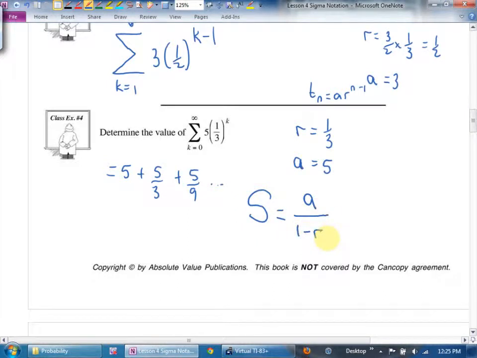The answer to this guy is going to be 5 all over. Dan, in your head, what's 1 minus 1/3? Yeah. How do I divide by a fraction? Flip it and multiply. I think it's going to be 15 over 2, or 7.5.